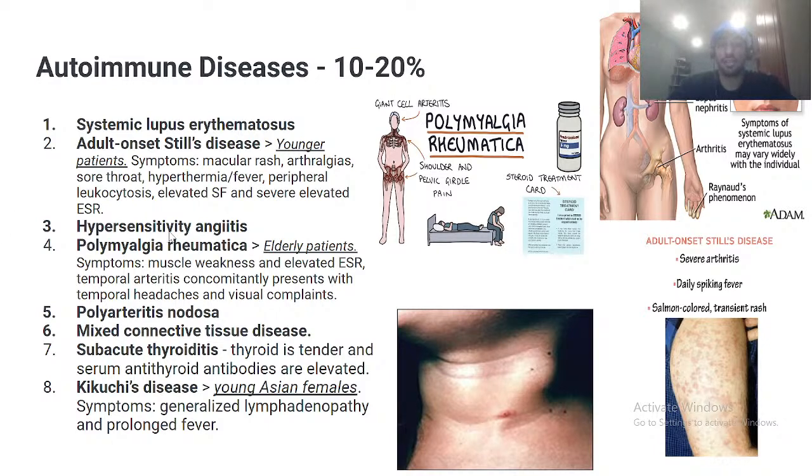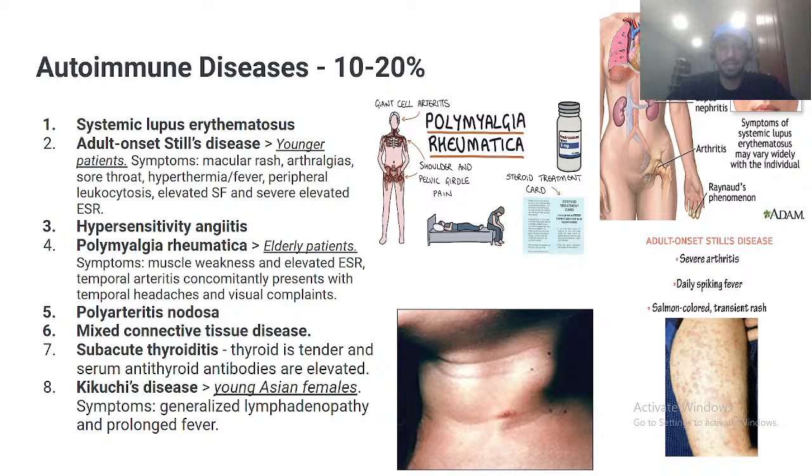Also, hypersensitivity angiitis can lead to this fever of unknown origin. Polymyalgia rheumatica occurs mostly in elderly patients, where the patient can show, in addition to fever, muscle weakness and elevated ESR. Also, the patient can show temporal arteritis, concomitantly with temporal headaches and visual complaints. Also, we can see polyarteritis nodosa and mixed connective tissue diseases.